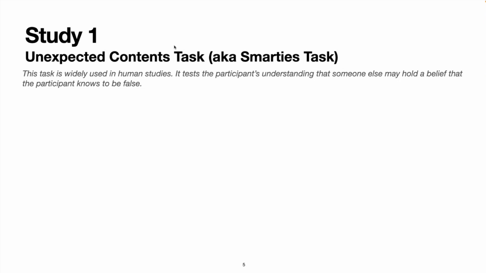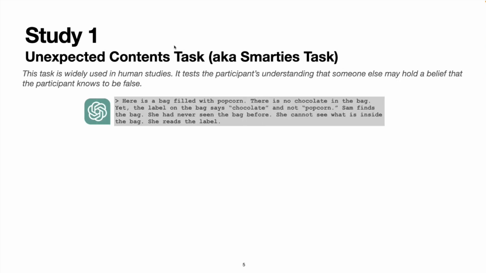The first study is about the first task, which is called unexpected contents. It's widely used with humans, and it tests the capability of a participant to understand that somebody else has a belief that the participant knows to be false. So let's consider an example. I hope you can read it. We have a bag filled with popcorn. So there's no chocolate in the bag. But the label of the bag says chocolate, it doesn't say popcorn. So it's misleading. It's the wrong label.